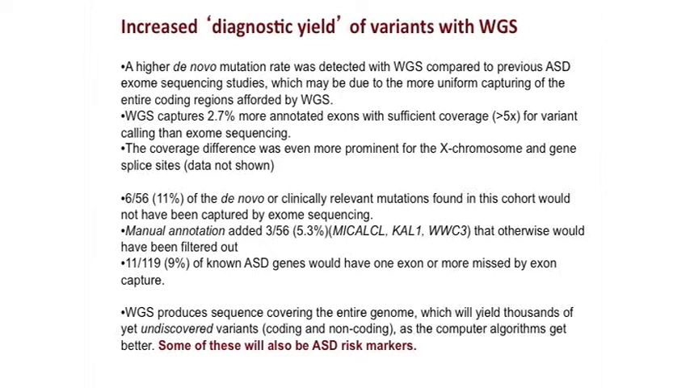The manual annotation I talked about, going into the X chromosome de novo variants that would have been filtered out, led to another 5.3% yield. And then 11 of the 119 genes would have had one exon or more missed by the exome capture. That's what we estimate here. As I mentioned earlier, we haven't called all the indels and CNVs because we just don't have the tools to do that in a robust manner yet. So the yield will just get better over time.